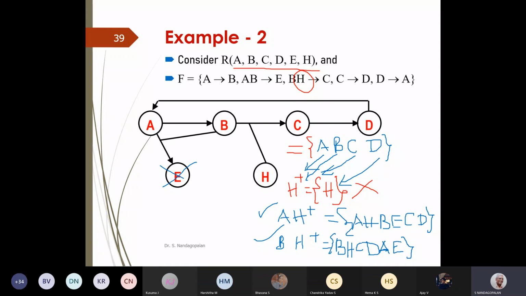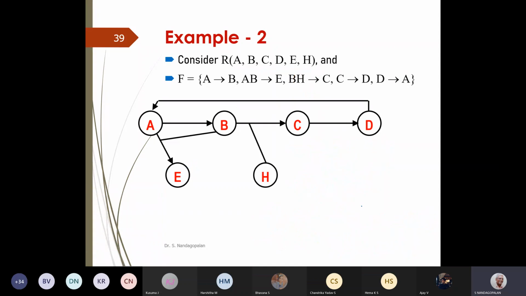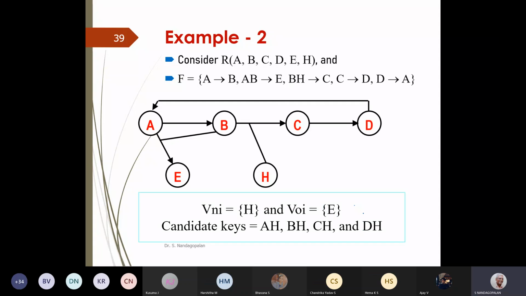So we should start with a single attribute at any time. So AH, BH, CH, DH. I've shown you AH and BH. You can try for CH and DH, see whether it includes all the attributes, and if so, then it has to be the candidate key. So this is the method. You can see that even CH and DH will include all the attributes, and so we have 4 candidate keys now for this relation: AH, BH, CH and DH.